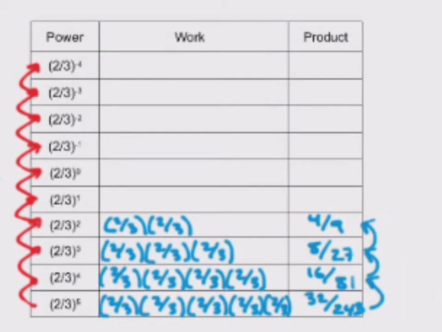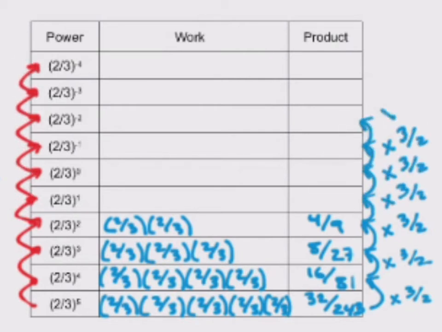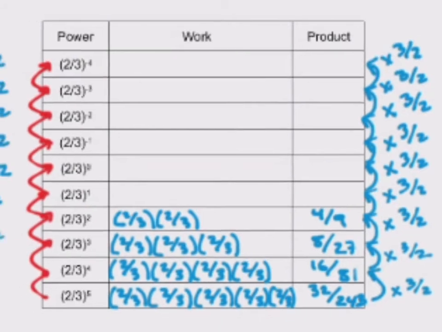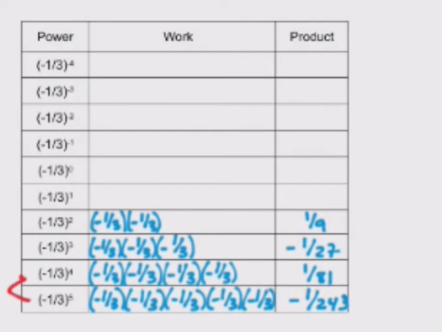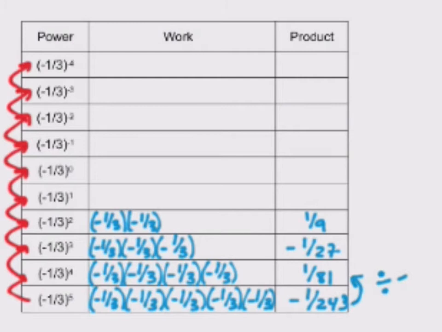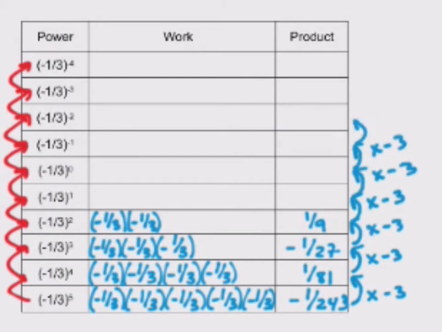But even better than saying divided by 2/3, that's the same as saying multiplying by 3/2. So as we go up the table, every time our exponent decreases by 1, our product gets multiplied by 3/2. And last but not least, as we look at our negative 1/3 table, as we make our way up the table, as the powers get smaller and smaller and into the negatives, the product keeps getting divided by negative 1/3. Or even better than that, dividing by negative 1/3 is the same as multiplying by its reciprocal, namely negative 3.